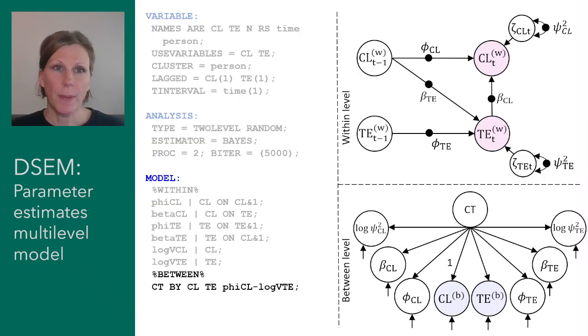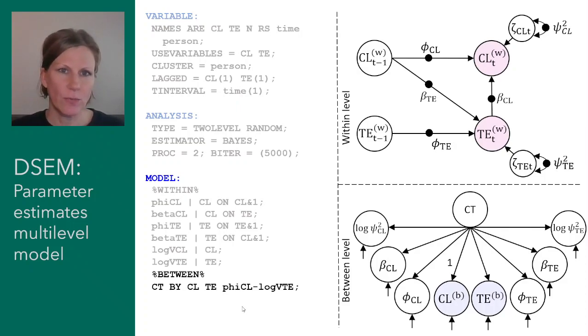If we use a BY statement in Mplus to specify a latent variable, then the default is that the factor loading of the first indicator will be fixed to 1. So that's this one here for CL. So that's fixed to 1 for scaling. All the other factor loadings will be freely estimated.